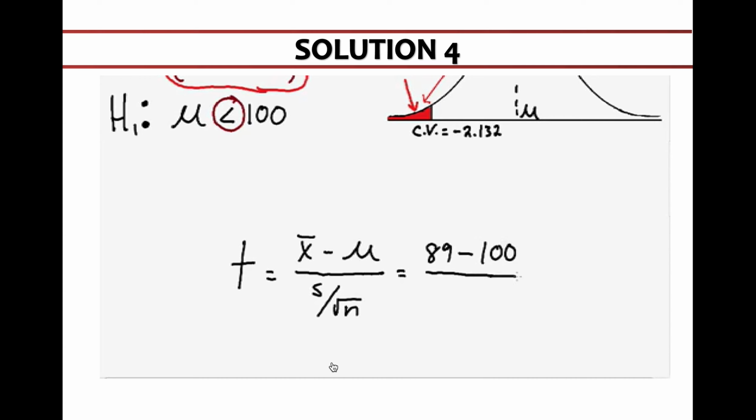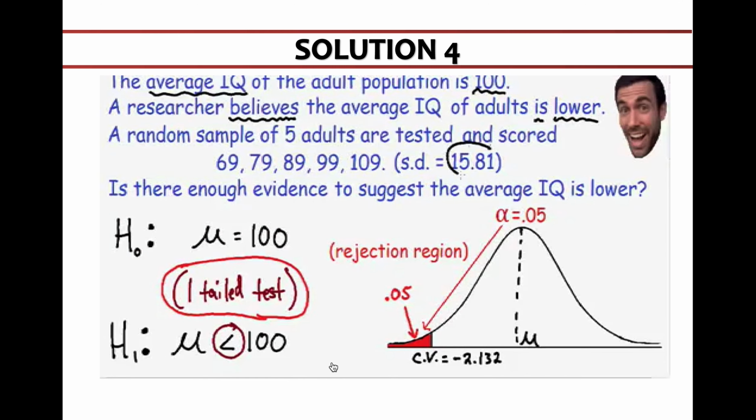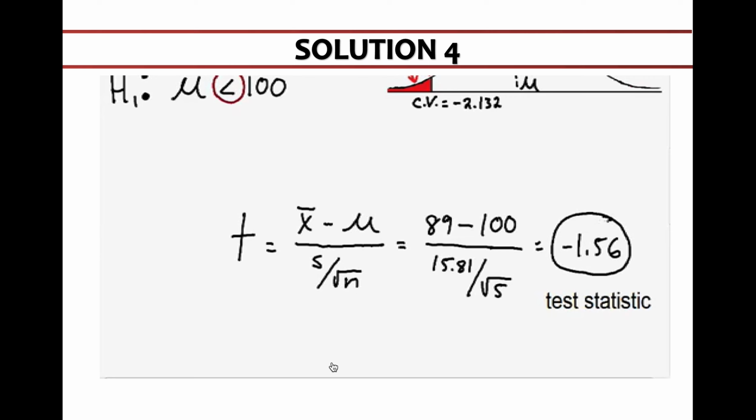This is all being divided by the standard deviation of the sample, and just to save a little bit of time, I gave this to us already. The standard deviation of the sample is equal to 15.81, so we can plug 15.81 in for our standard deviation, and this is being divided by the square root of the sample size n. We know that our sample size is 5. And if we plug all of this into our calculator, we're going to get a value of negative 1.56. This value of negative 1.56 is our test statistic.